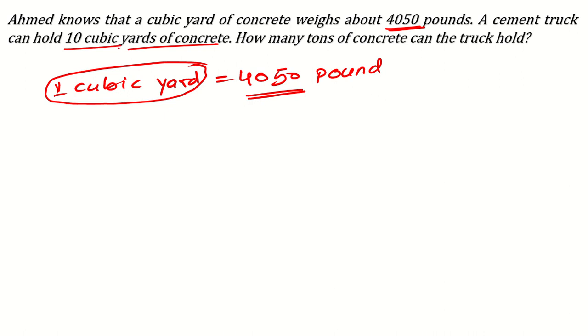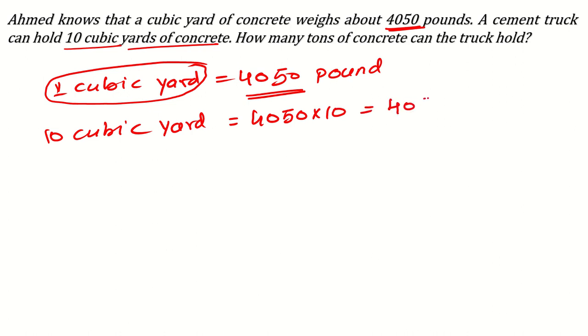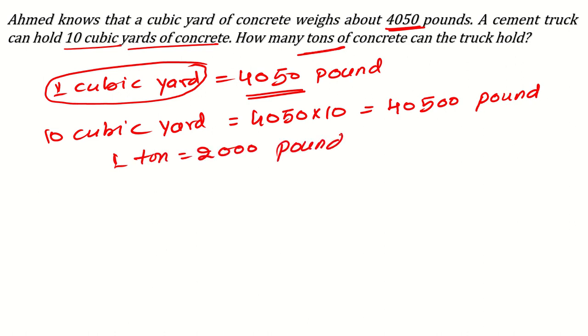A cement truck can hold 10 cubic yards. So 10 cubic yards will be equal to how much weight? 4050 multiplied by 10 means 40,500 pounds. Okay, but they are asking the question in tons. So what relation is there between ton and pound? 1 ton is equal to 2000 pounds. Okay, so we are converting here smaller into bigger. So what will you do? You will divide by this number.